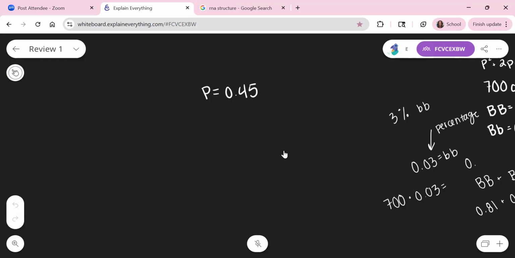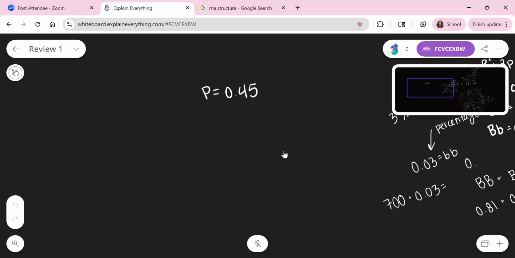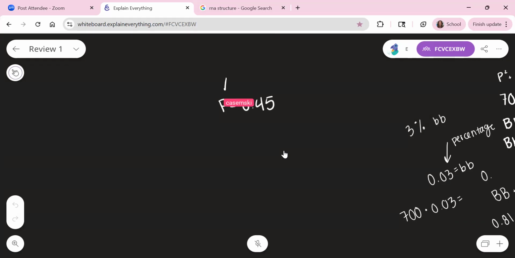We can find P or Q. What we're going to do is set this as P first, because we know that P squared plus 2PQ plus Q squared equals 1 in Hardy-Weinberg equilibrium. So let's find Q.